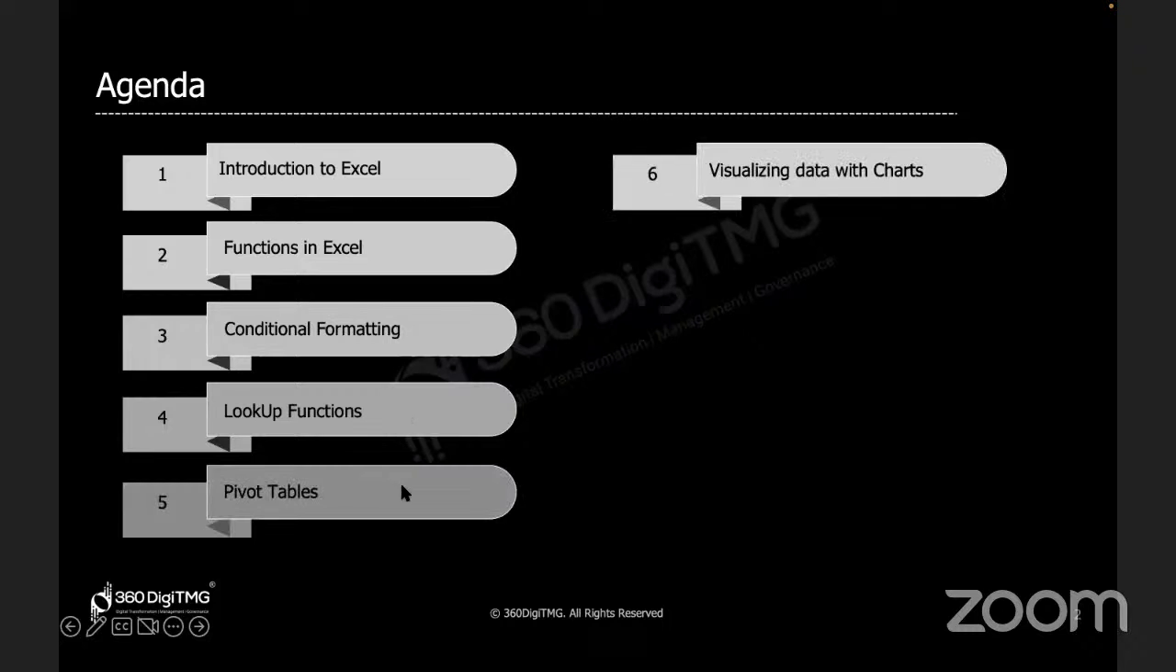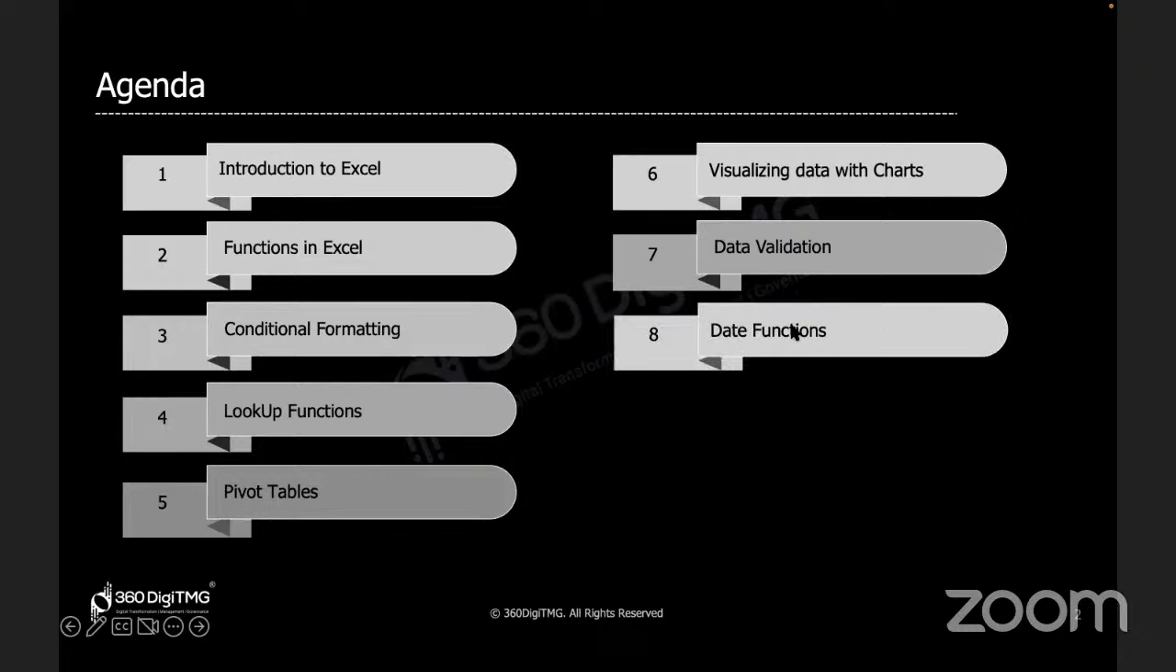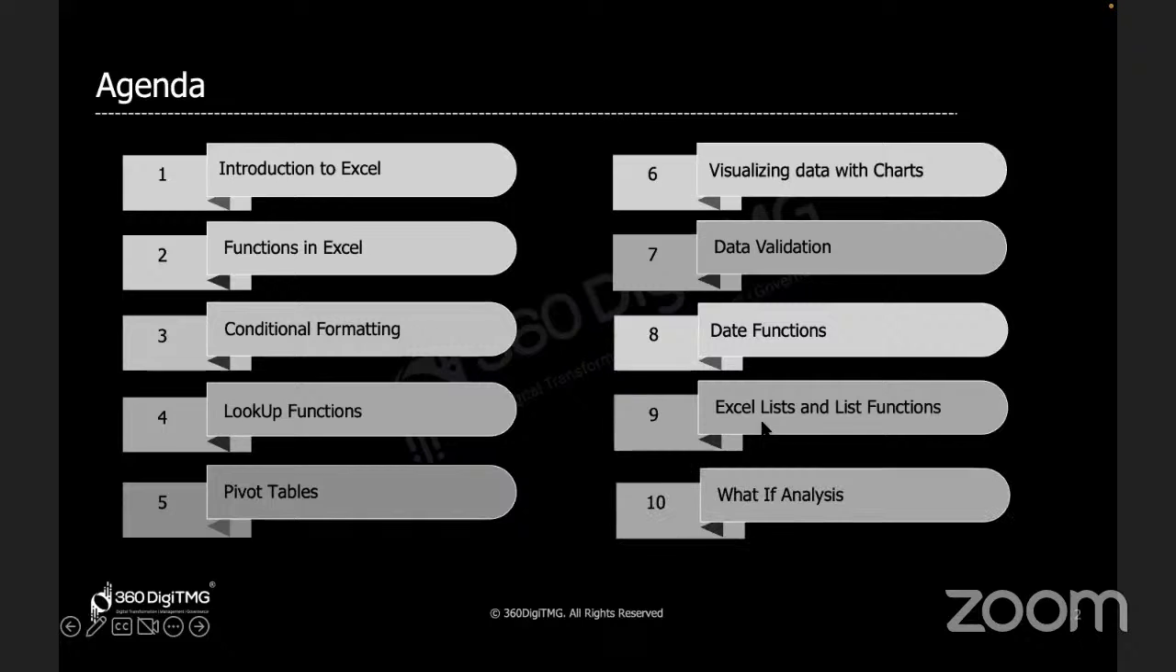We will be working with pivot tables, and how to visualize the data by using a variety of charts, which becomes the core here. That is the most important thing. Data validation. We will be looking at how to work with date fields, date and time fields, creating lists and working with list functions. And the final thing is what-if analysis. So this is the overall agenda of the program.